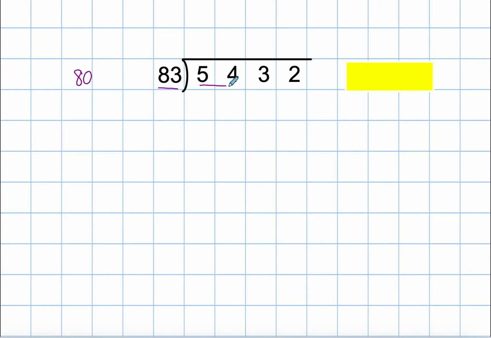I look at the 54 and I think 56, that's a multiple of 8, so 5,600 divided by 80. 56 divided by 8 is 7. Cross off one of the zeros, so I'm going to get 70 for my estimate. That's going to be my starting point in just a moment.